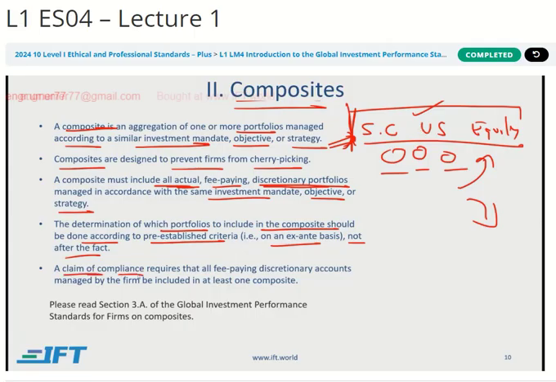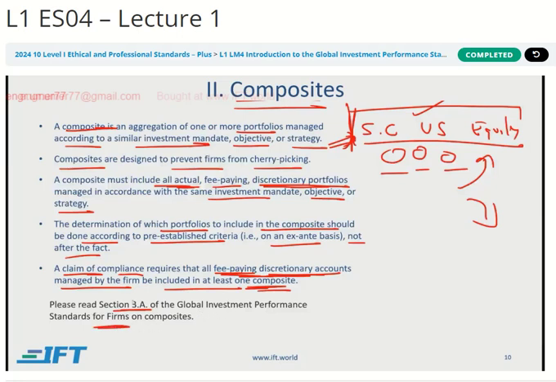A claim of compliance requires that all fee-paying discretionary accounts managed by the firm be included in at least one composite. So this helps ensure that a poor performing account is not left out. So every account that is fee-paying and discretionary must be in at least one composite, and this implies that a given fee-paying discretionary account can be in more than one composite.